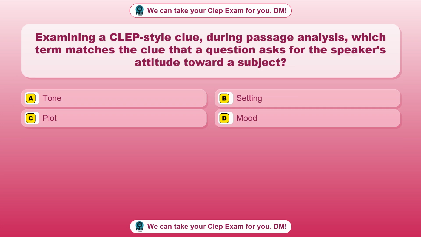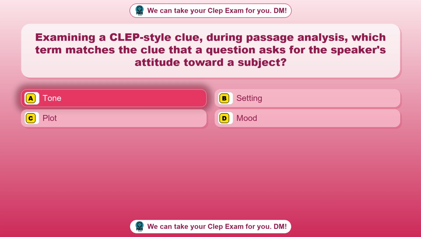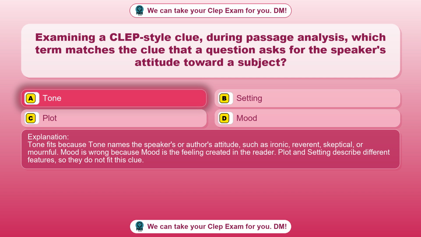Question 94. Examining a CLEP-style clue during passage analysis, which term matches the clue that a question asks for the speaker's attitude toward a subject? Option A, tone. Option B, setting. Option C, plot. Option D, mood. The correct answer is option A, tone. Tone fits because tone names the speaker's or author's attitude, such as ironic, reverent, skeptical, or mournful. Mood is wrong because mood is the feeling created in the reader. Plot and setting describe different features, so they do not fit this clue.